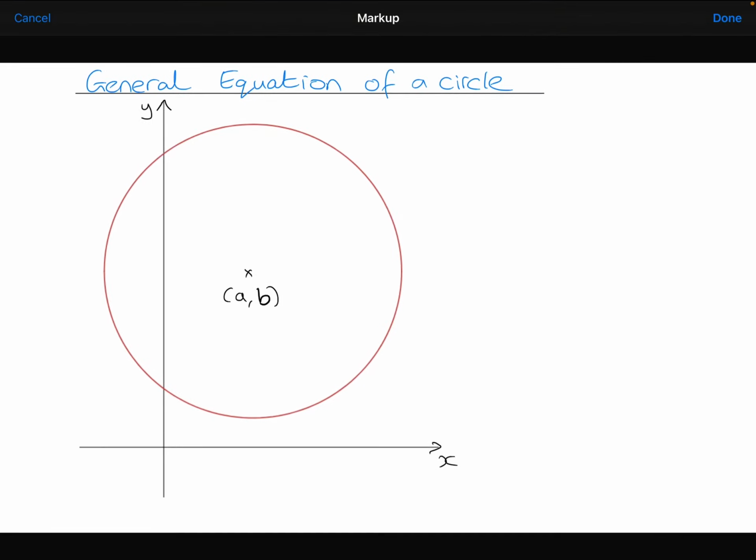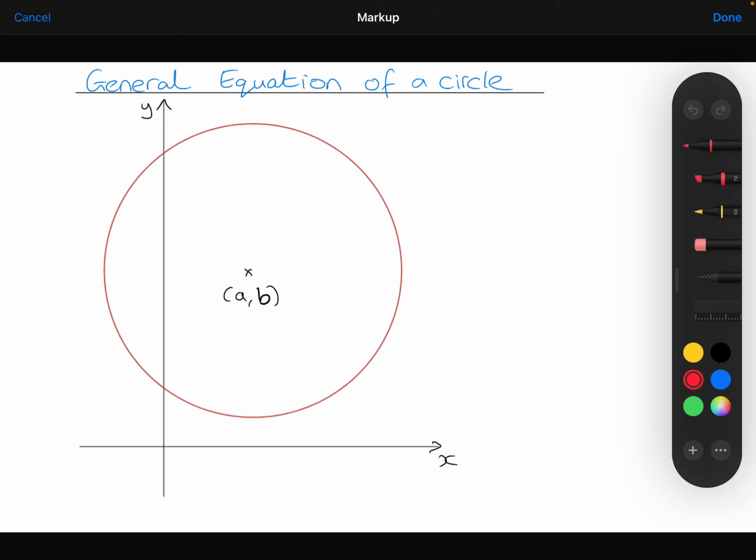So here is a circle that has centre (a, b), and I want to work out the equation of all of the points with coordinates x and y on the circle. Now, the key thing about this circle is all of the points on the outside are the same distance away from the centre, and we call that the radius.